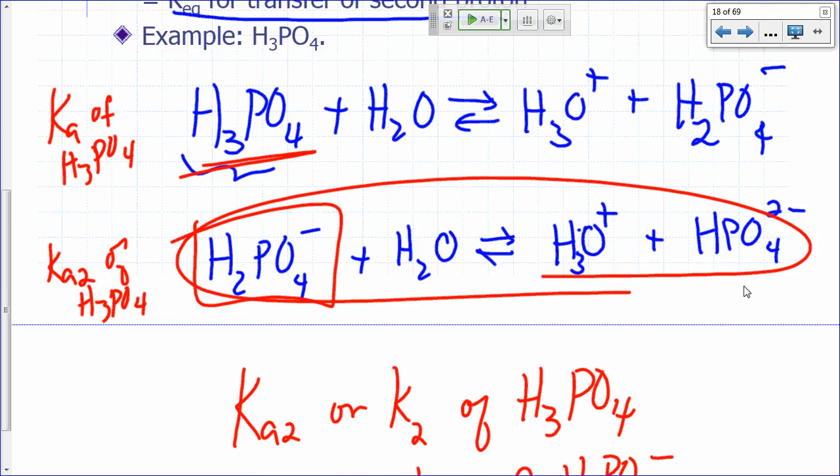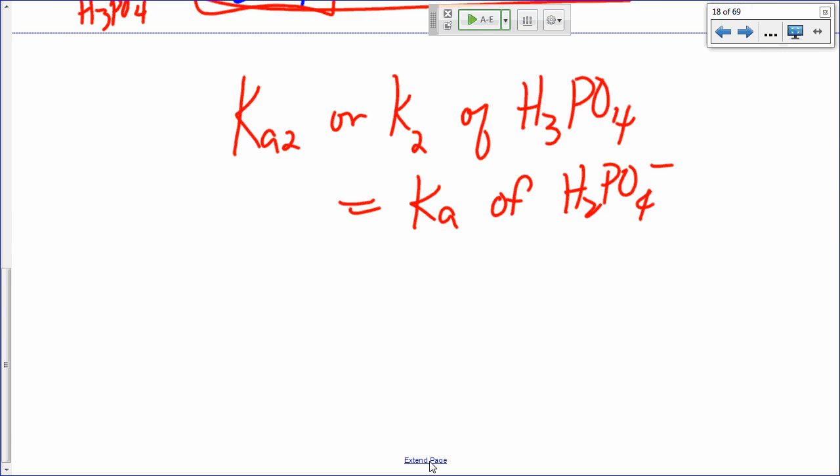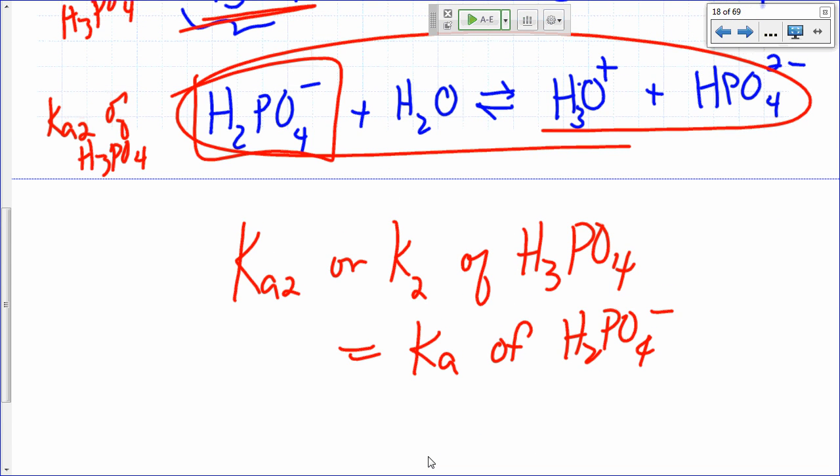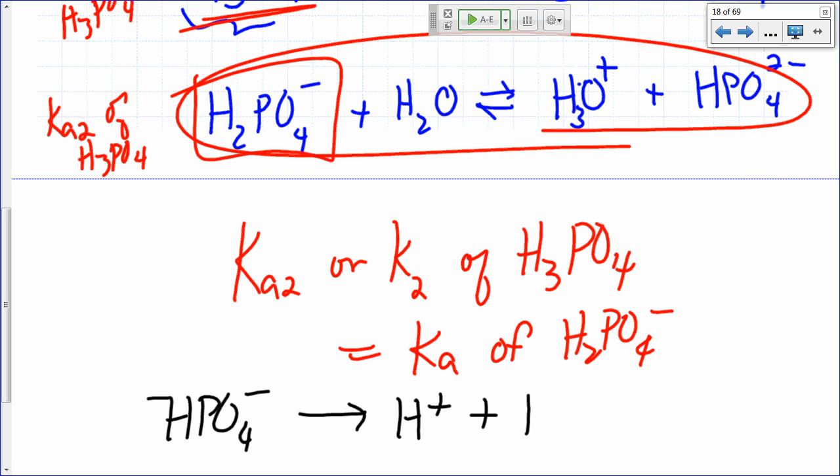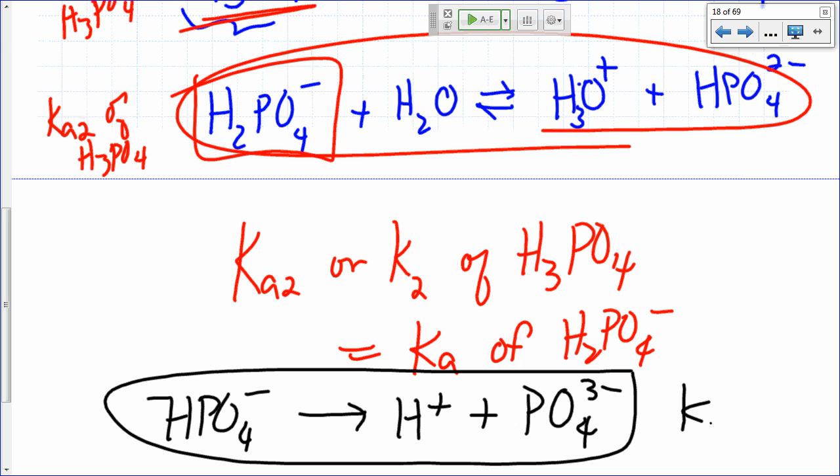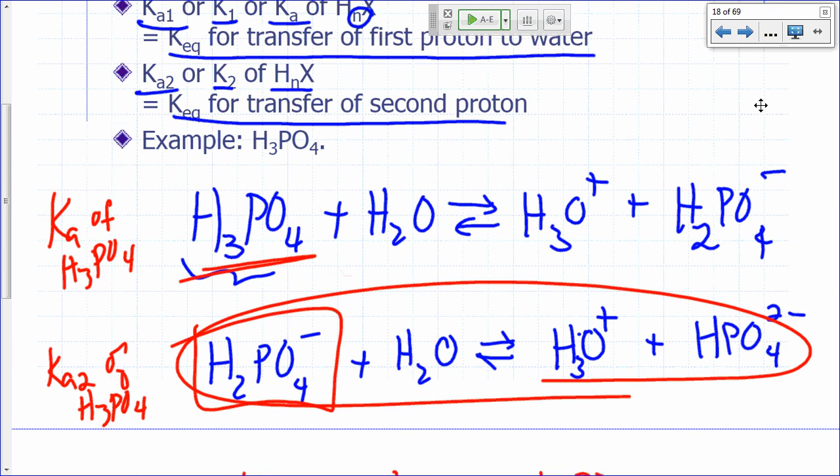All right? What would be the Ka3? That would be the third step, right? So for the third step, you're going to have HPO4 2- gives you H plus, and I'm just abbreviating this now, H plus plus PO4 3-. So the KEQ for this is the K3 of H3PO4. Okay? So those are the names for the equilibrium constants, Ka1, Ka2, Ka3 for a polyprotic acid.